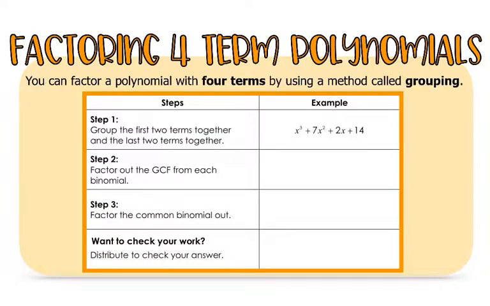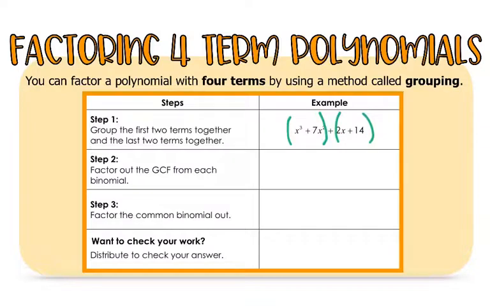Step 1 is you're going to group the first 2 terms together and the last 2 terms together. So either you can actually write this down or physically section them off, but you want to look at these like they're in 2 groups. Step 2 is you're going to take out the GCF from each one. So the reason that grouping works is because you put them in groups where they have a GCF.